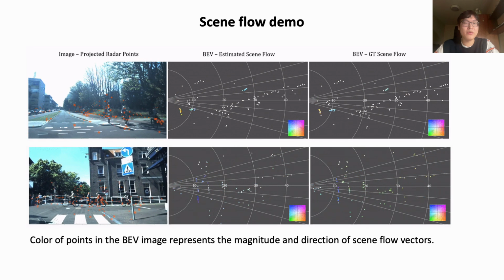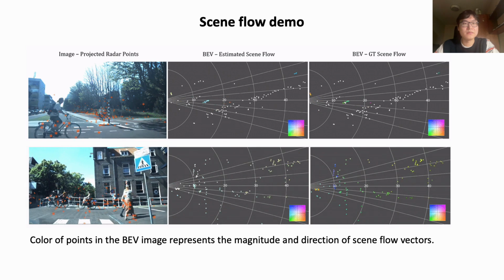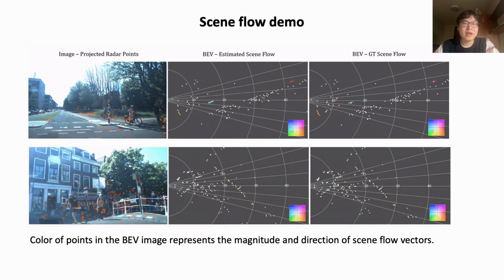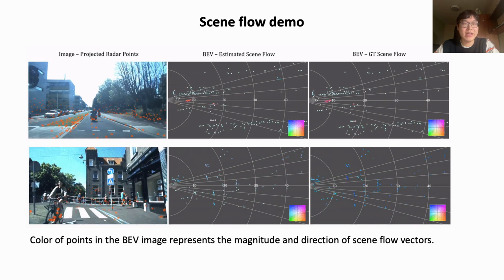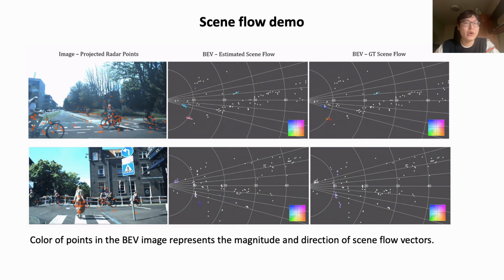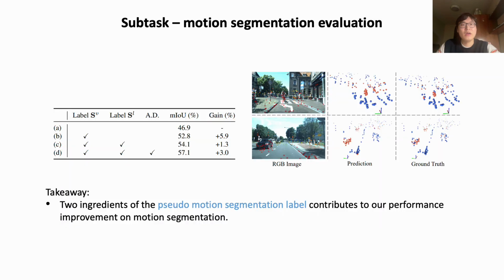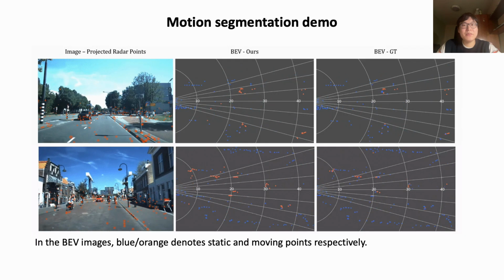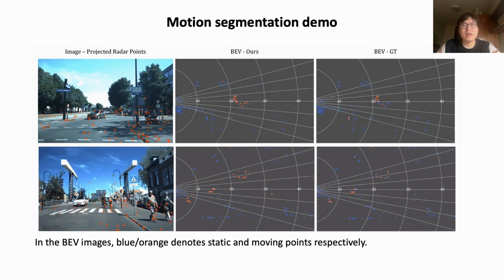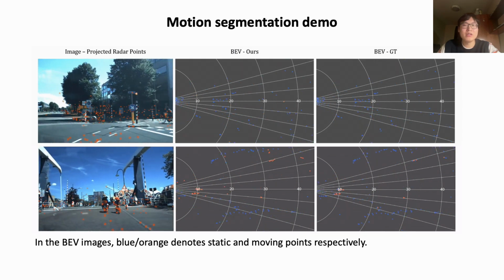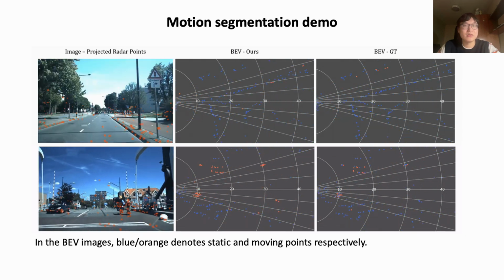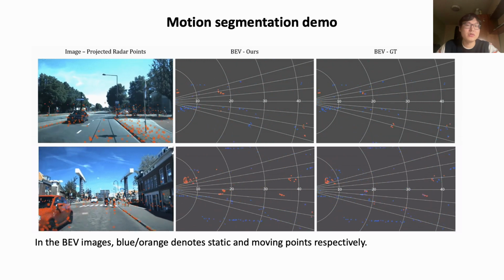Here are 2 scene flow demos showing our qualitative results. It can also be seen that our method can give accurate scene flow predictions in different scenarios, very close to the ground truth. We also evaluate the motion segmentation prediction and analyze the impact of 2 ingredients of the pseudo motion segmentation labels. 2 motion segmentation demos can be seen on the slide. Our method can segment moving points belonging to multiple dynamic objects in complicated scenarios.